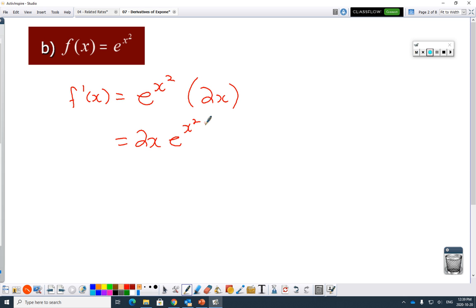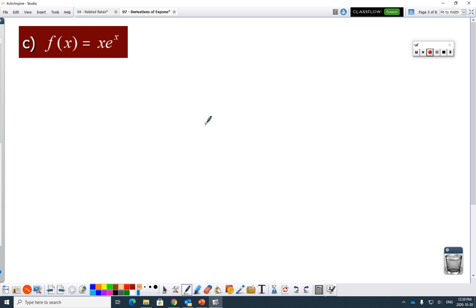Are there any questions? I'm going to slow the next one down and try and get some input from you guys. X e to the x. What is it about this one that forces us to bring in some other thinking from other sections?